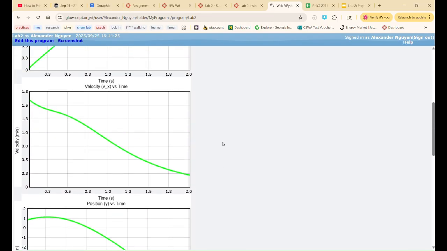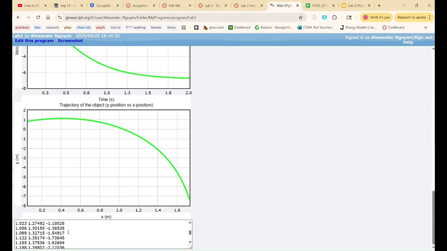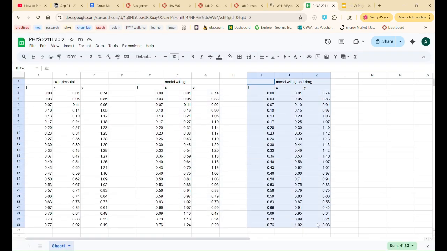And you see that slightly alters the data. Maybe the line's a little weird because you don't live in a perfect world. And you get this data over here. When comparing the data, you can see that the experimental data was a lot more similar to the model with gravity and drag than the model with just gravity.